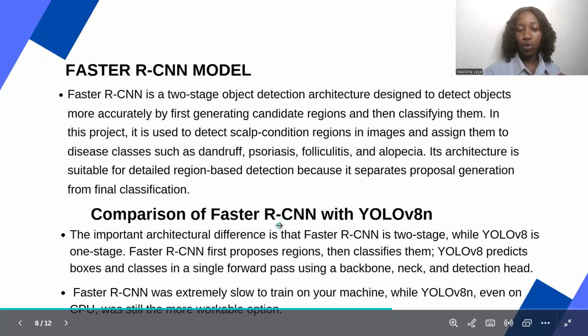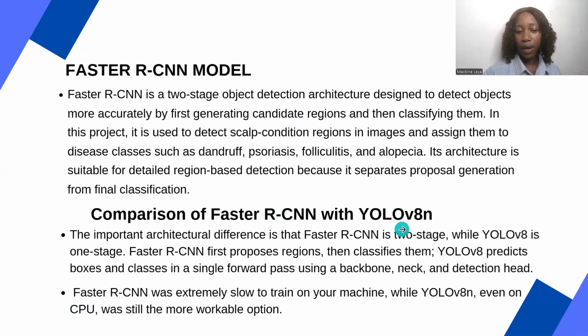Then Faster RCNN was extremely slow on my machine. It was so slow, so I had to deploy with YOLO, because I was running my code in VS Code. My model was running on CPU and it was taking longer than ever. And we literally needed a GPU.